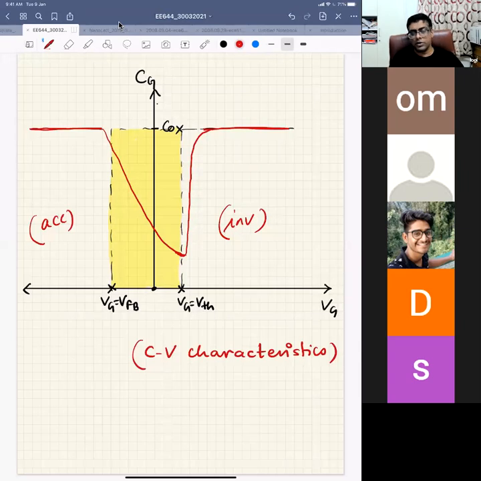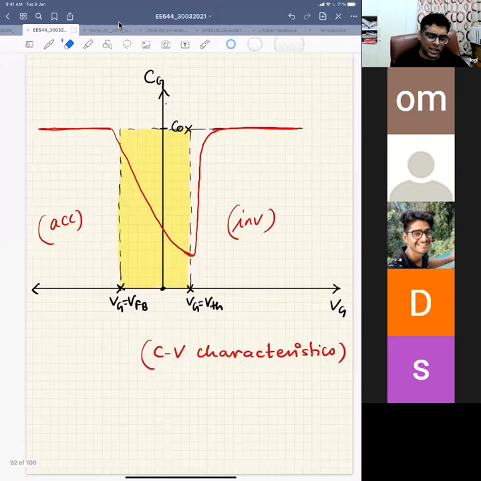Any questions here? Any questions before I go to the next step? Can you please explain again why in accumulation and inversion it comes as Cox? I understood mathematically, but physics-wise, why is it happening?